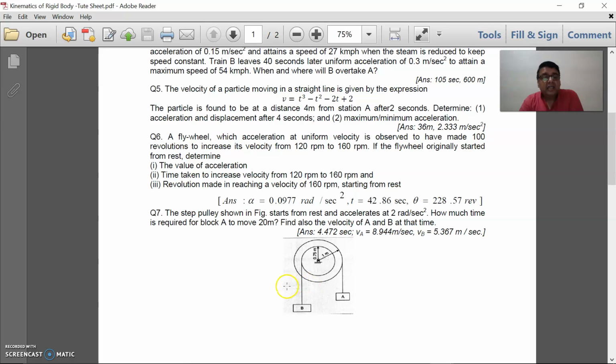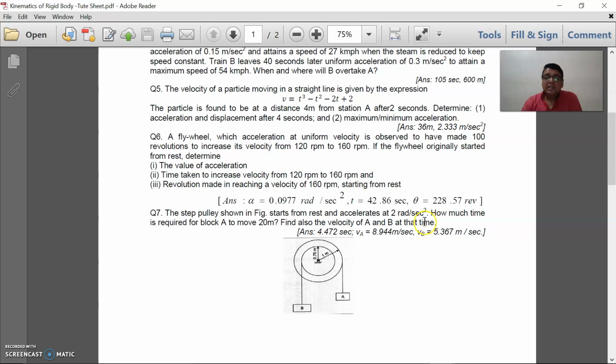The understanding is like this: if block A moves down, then block B will move up. If block B moves down, then A will move up. That's how you can easily imagine it, right? So this is what a step pulley is. The step pulley shown in the figure starts from rest and accelerates at 2 radian per second square.